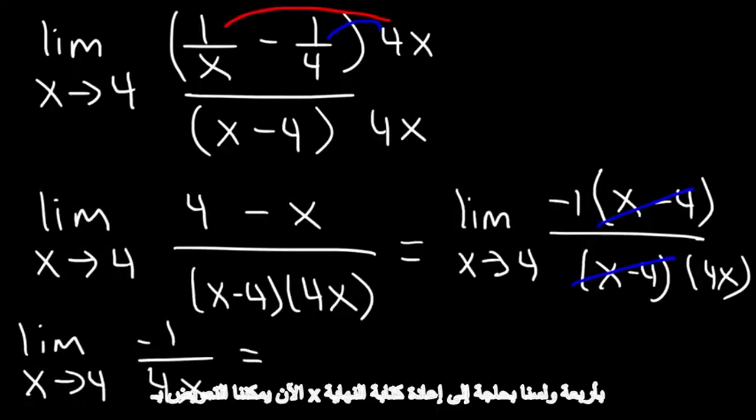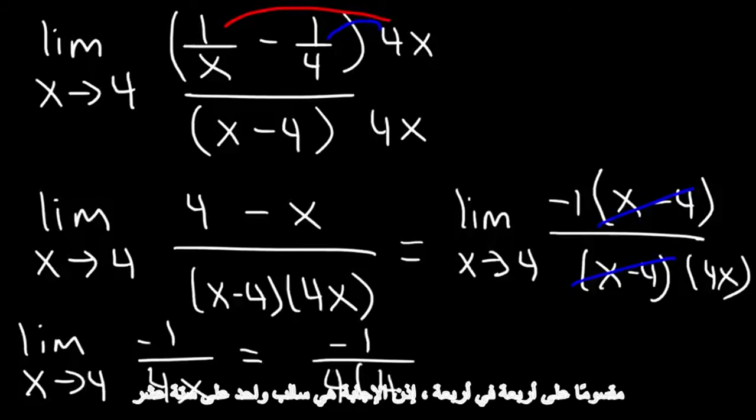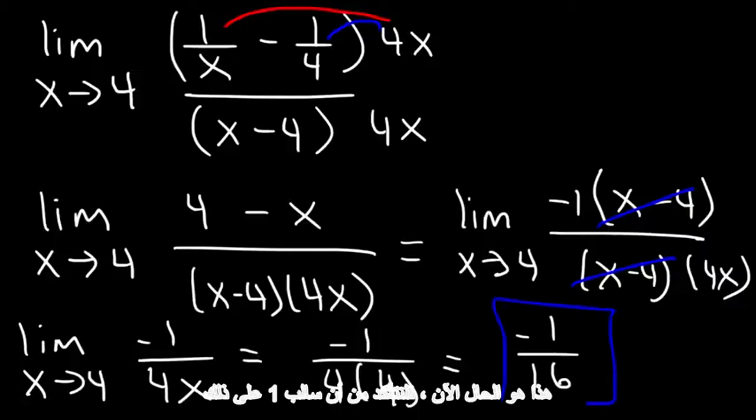Now we could substitute x with 4. And we don't need to rewrite the limit expression at this point. So it's negative 1 divided by 4 times 4. And so the answer is negative 1 over 16. So this is it.